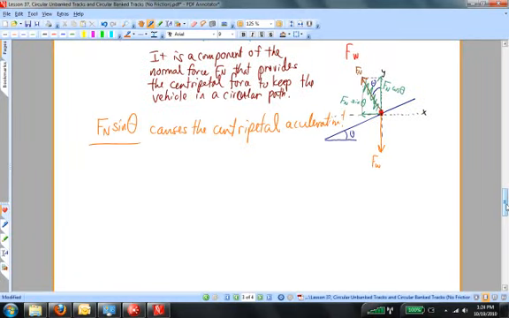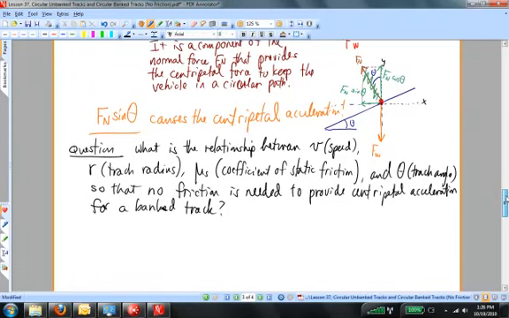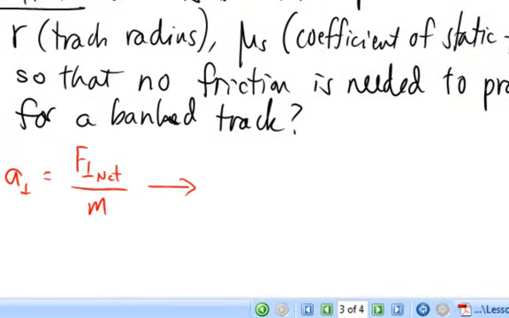Here's the problem. What is the relationship between the speed, the coefficient of friction, mu s, the angle, and the radius of the track in which no friction is needed to hold the car in the road? Let's figure out what this relationship is. Let's begin with Newton's second law. Newton's second law says the centripetal acceleration is equal to the centripetal force divided by the mass. Next, we recognize that there's a relationship between the centripetal acceleration, the speed of the car, and the radius of the track.